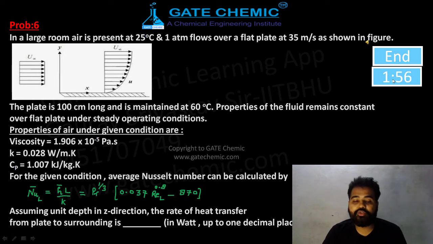And also one beautiful hint: here you will directly get the average heat transfer coefficient, because the average Nusselt number calculation equation is there. Just you have to calculate that h, and after h you know the formula for convective heat transfer, that is from plate to surrounding, h A delta T. It will give you the answer.